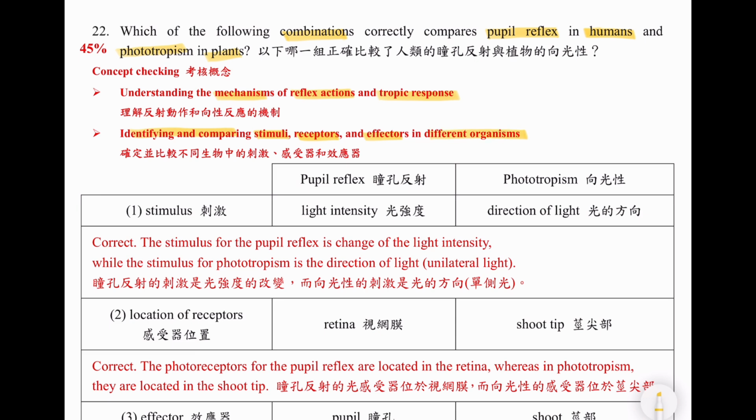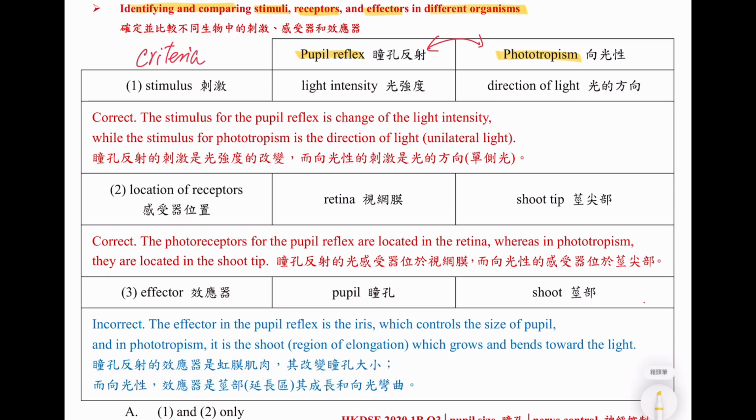So we are going to compare pupil reflex and the phototropism. In fact, I want you to develop the sense that it could be an essay question, because we are going to use a list of criteria to compare the pupil reflex and the phototropism, any similarity and any difference between them. So let's go through the answer one by one.